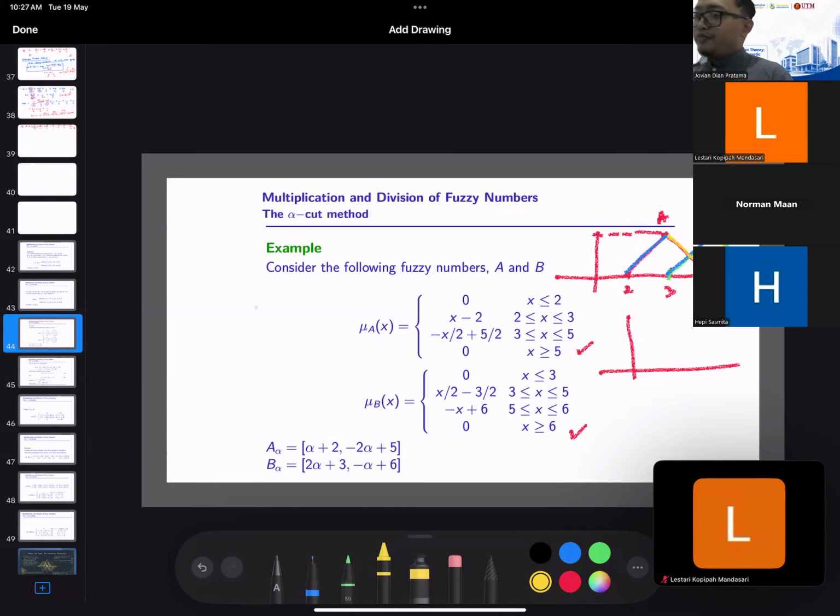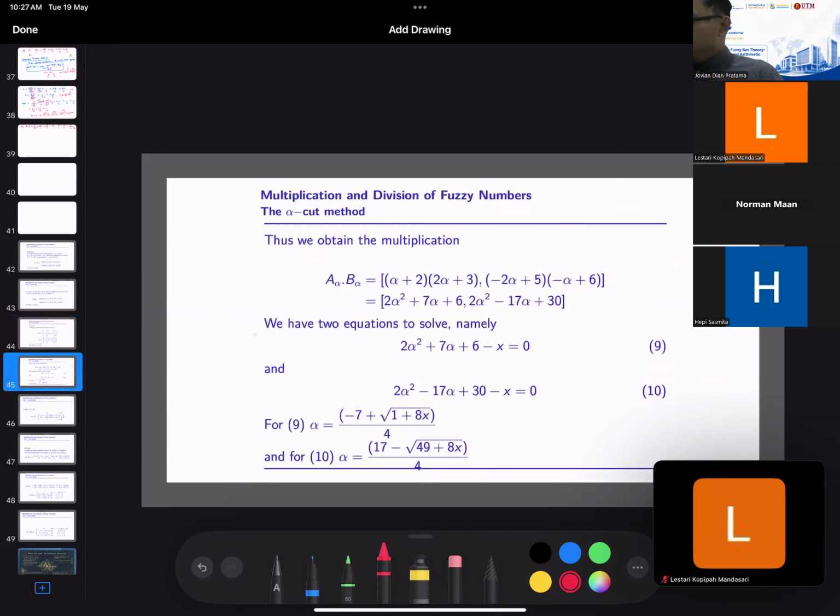Once you have already identified your alpha cut, which I already gave here, it's very simple. It's just the same procedure. You get x minus 2 equals alpha, so you know that your x is equal to alpha plus 2. So that's why you have this. To get this one is also exactly the same as what we have done. Then afterwards we do the operation on these two alpha cuts.